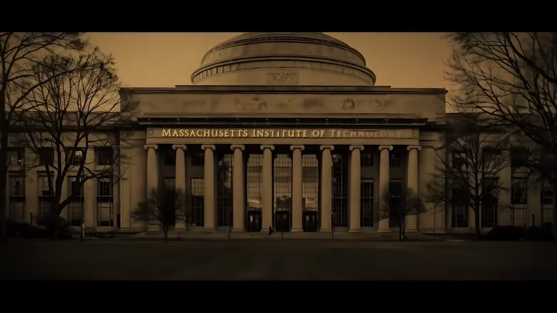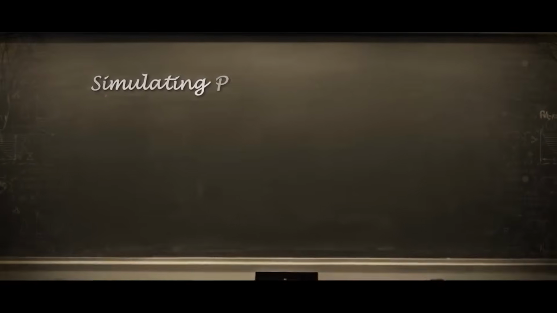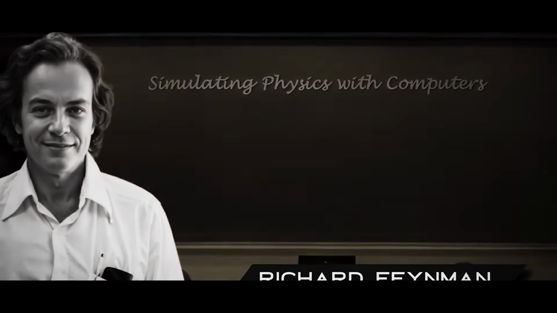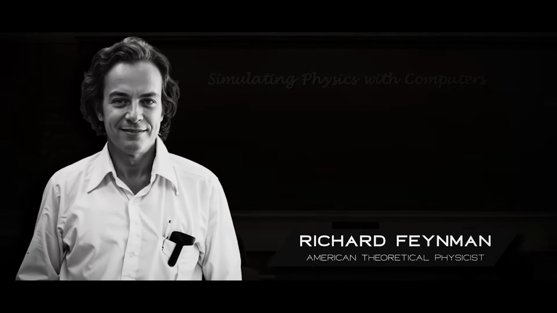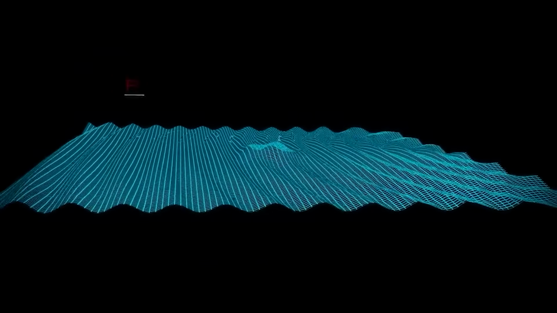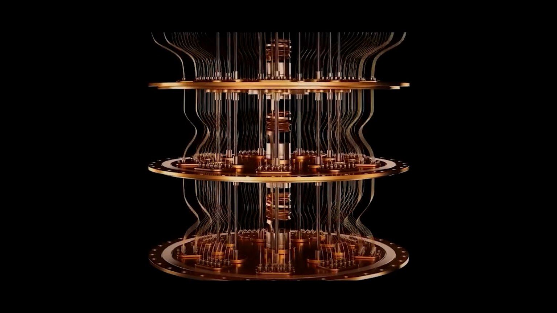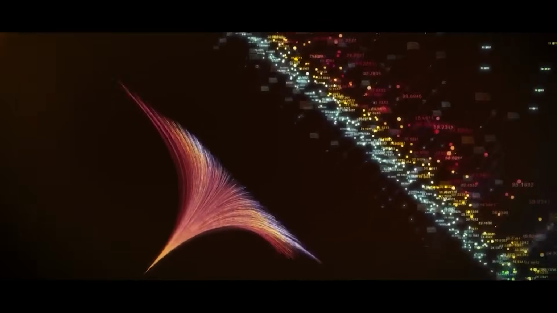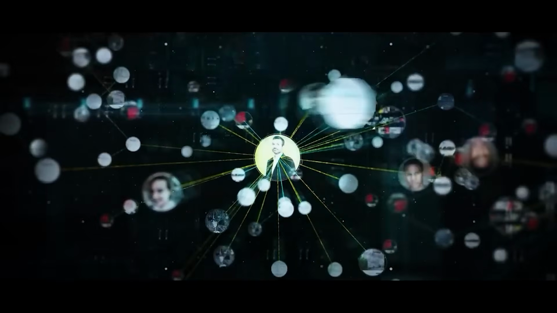In 1981, at a Massachusetts Institute of Technology lecture on simulating physics with computers, a very brilliant scientist, Richard Feynman, presented this observation. Quantum systems like atoms, molecules, and particles work according to the principles of quantum mechanics. And these quantum behaviors are so complicated that they cannot be understood with the straightforward ones and zeros binary logic of classical computers. To understand them, we will need a computer that itself works on the laws of quantum mechanics.